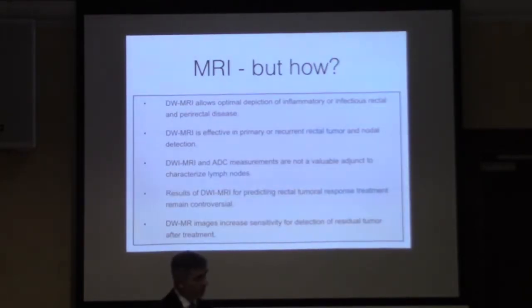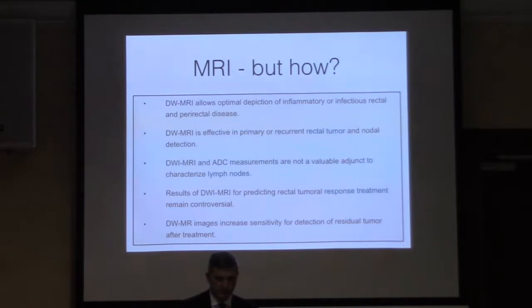So in summary, the consensus on the role of DWI is that it's great for inflammatory conditions, infectious diseases and other things like that, fantastic. And as far as cancer is concerned, it will help you identify where the primary is, it will help you identify where the lymph nodes are, but not characterise them, and it can be used with treatment response.